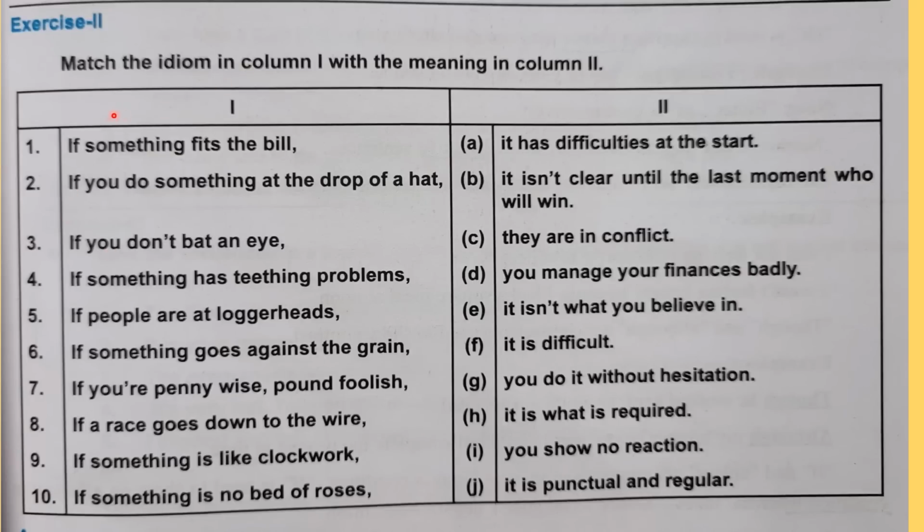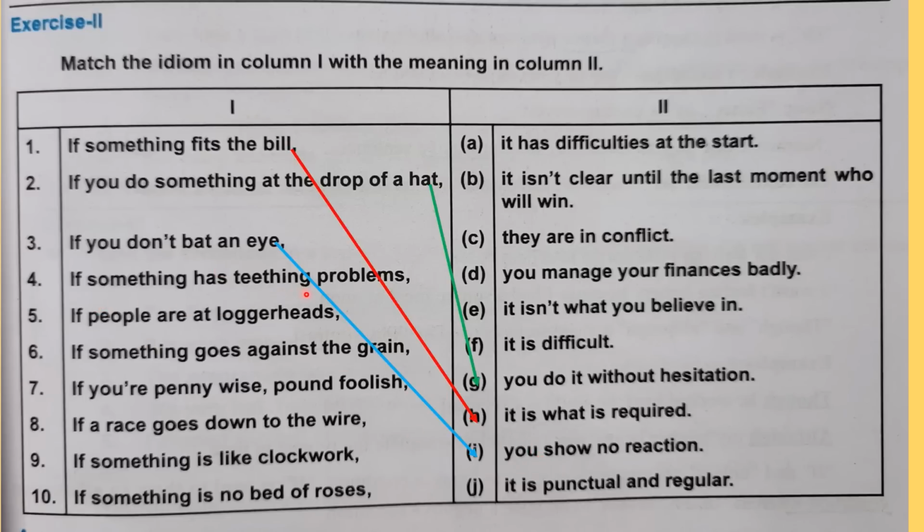Now, next exercise, match the idiom in column 1 with the meaning in column 2. There are idioms in column 1 and the meanings are given in column 2. The first one, if something fits the bill, that means it is what is required. Second one, if you do something at the drop of a hat, that means you do it without hesitation, quickly. If you don't bat an eye, means you show no reaction.